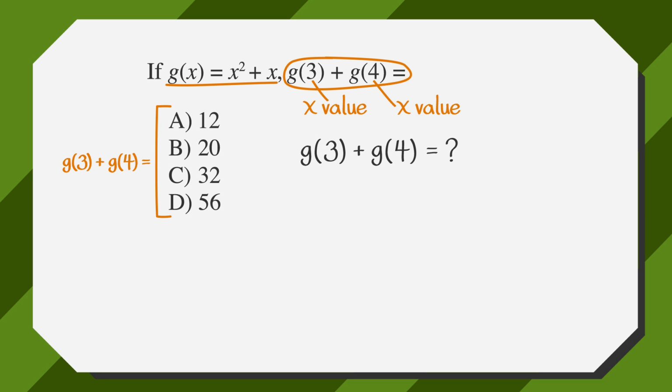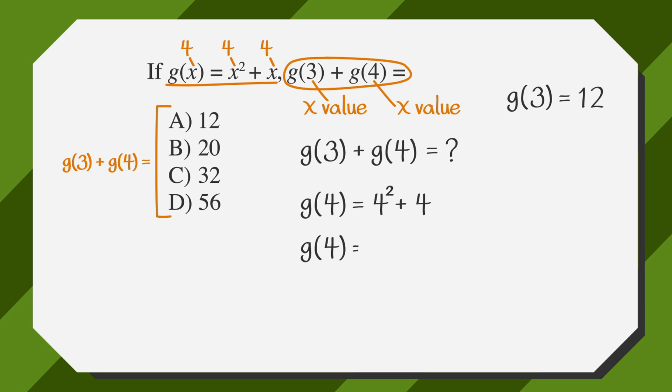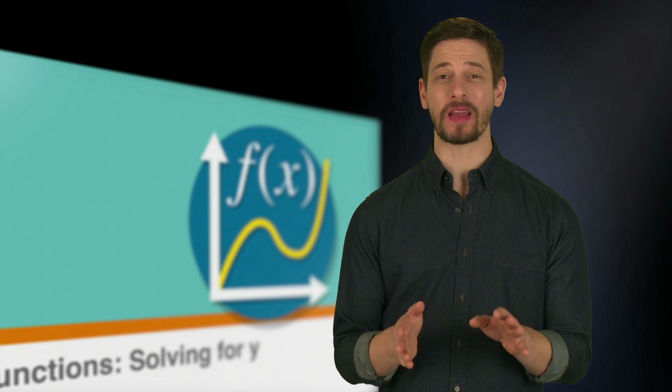Let's start by calculating g of 3. Substituting 3 in for x, we get g of 3 equals 3 squared plus 3, and doing the math, we get g of 3 equals 12. Next, we'll find the value of g of 4. So substituting 4 in for x, we get g of 4 equals 4 squared plus 4. Doing the math, we find that g of 4 equals 16 plus 4, or 20. All right, so far it's been pretty basic math.